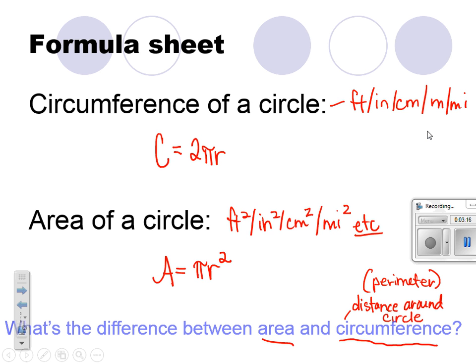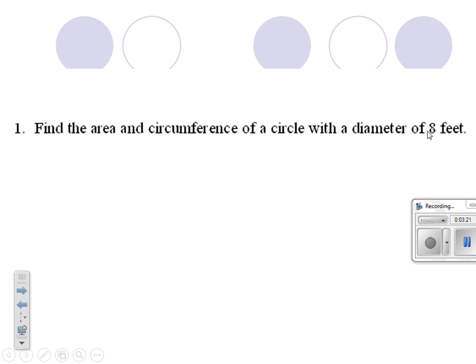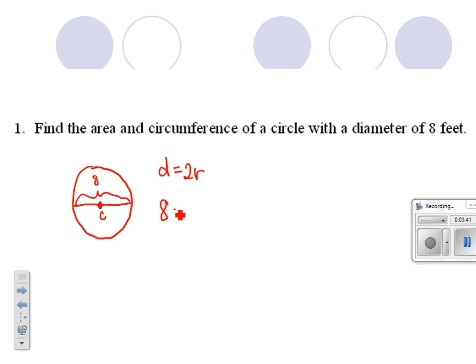Now, get out your notebook again, and we are going to do some examples in our notebook. All right, so we want to find the area and circumference of a circle with a diameter of 8 feet. So if I have a circle and the diameter, remember the diameter goes through the center of the circle. The diameter is 8. We know that diameter is equal to 2r, or 2 radiuses. So diameter is 8, 2 times r, divide by 2, and we will know our radius is 4. So now that we have a radius, we can go ahead and use the formulas circumference and area.